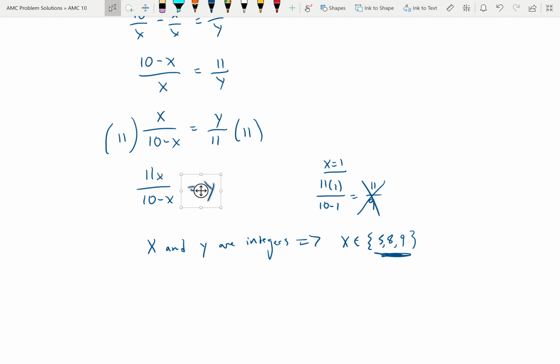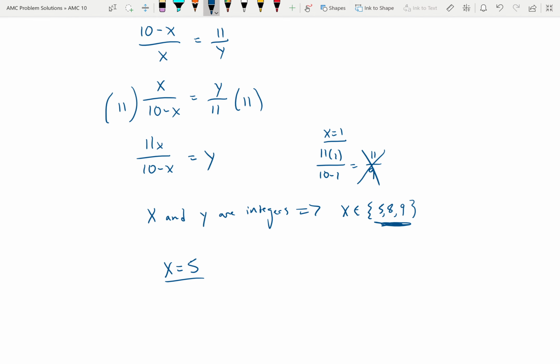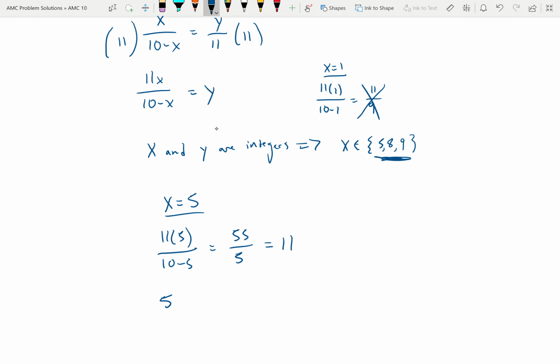So when you plug these in, let's say when x equals 5, I get 11 times 5 over 10 minus 5. So I get 55 over 5, which is 11. So actually, it's true that 5 and 11 are prime numbers, so they're relatively prime. So we've already got that.